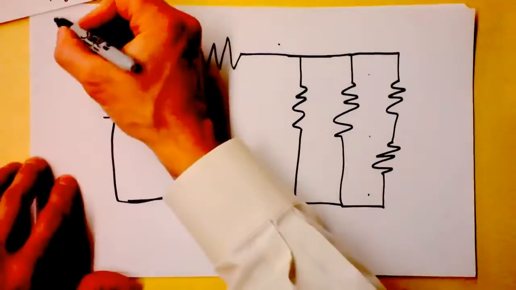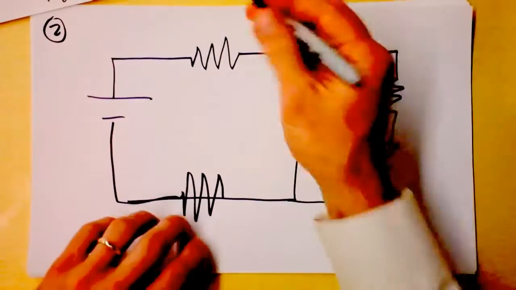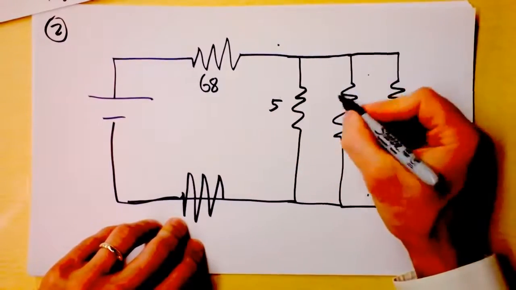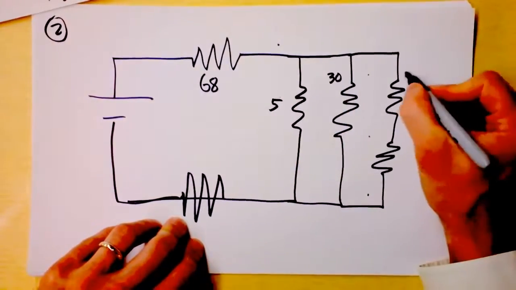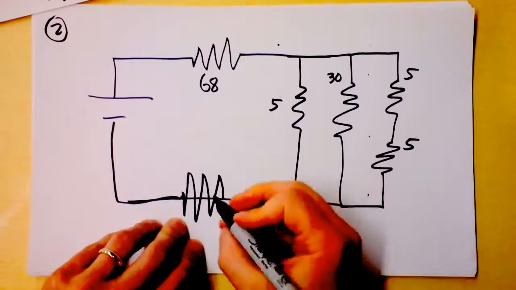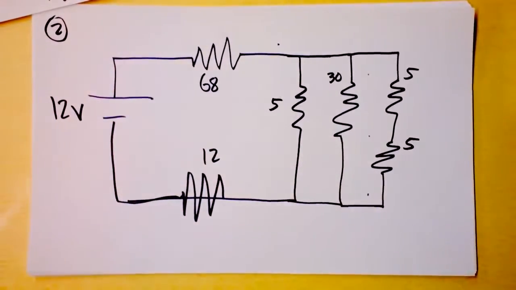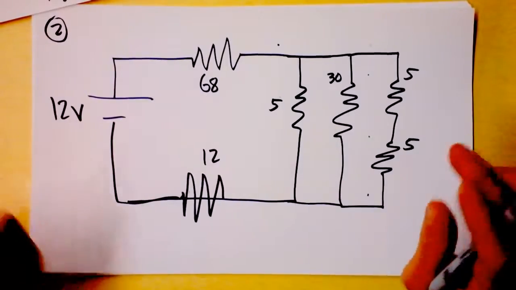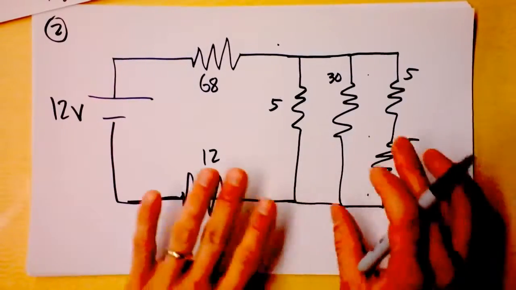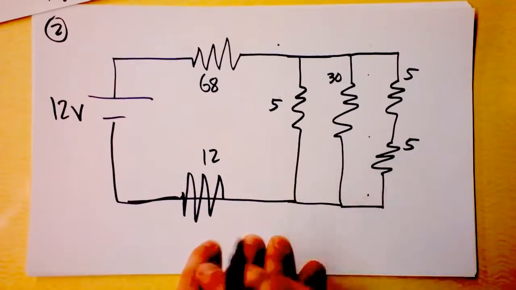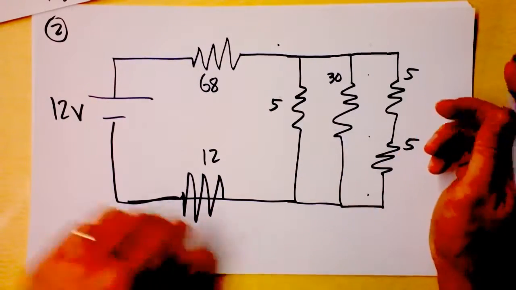So now I label these guys. This is picture 2, by the way, but we've got 68 ohms, and 5 ohms, and 30 ohms, and 5 ohms, and this sucker is 12 ohms, and that sucker there is 12 volts. Now, before I actually simplify it, that was just cleaning it up, I first need to recognize what is the combination of resistors that I can analyze first.